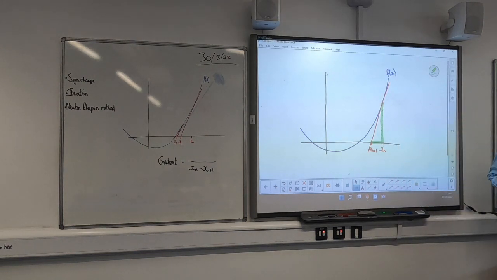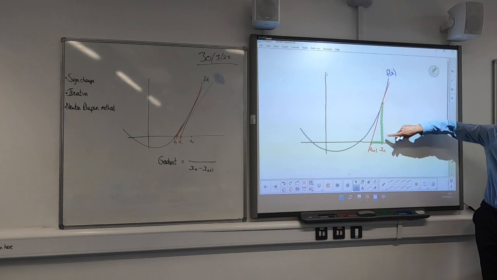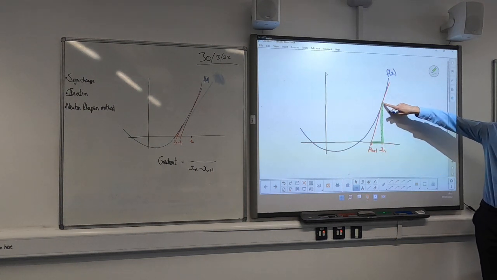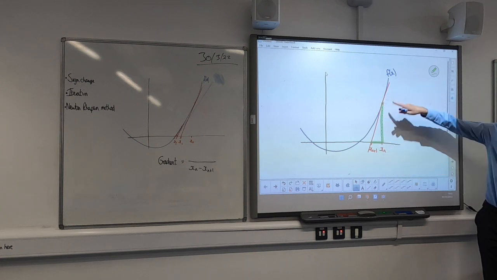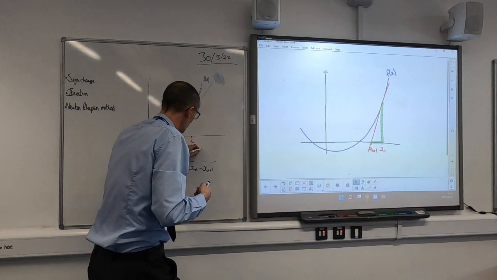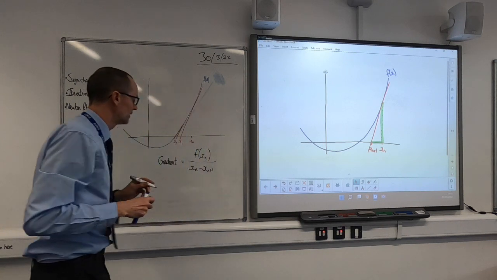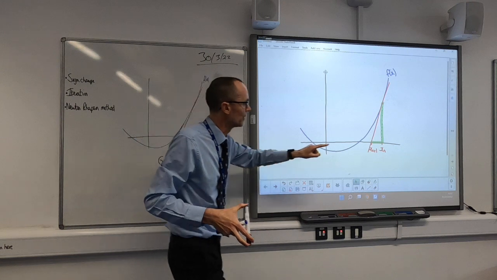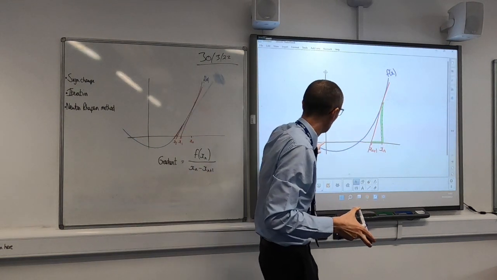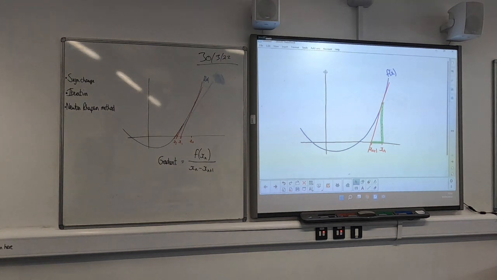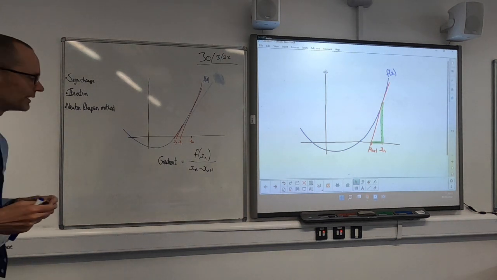And this distance here is the difference between this y value and this y value. Well, that's nice and easy because that y value is 0. This y value is what you get when you put xn into the function, so I'm going to call that f of xn. It's really f of xn take away 0, but that y value is 0. That's the gradient of that red line.